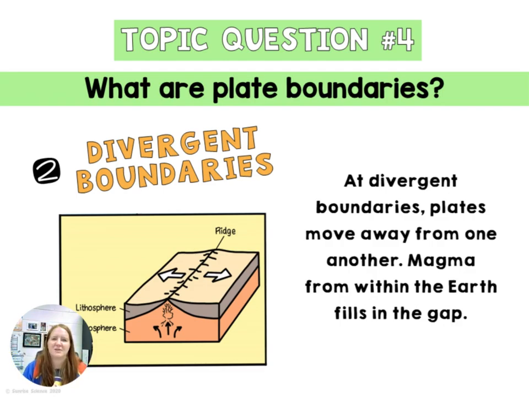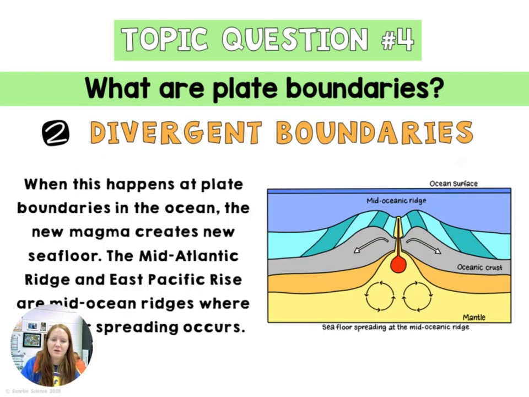scar all the way down the surface. The biggest one happens in the Atlantic Ocean, okay? So in the Atlantic Ocean, it's steadily getting wider. The Atlantic Ocean is getting bigger, all right? So when this happens at plate boundaries in the ocean, the new magma creates new sea floor. The mid-Atlantic ridge and the East Pacific rise are mid-ocean ridges where sea floor spreading occurs.